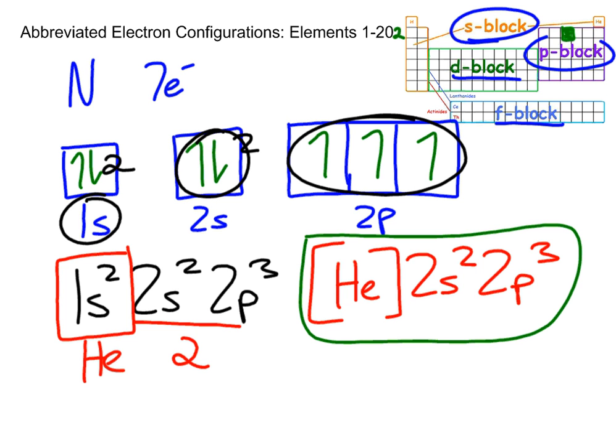Now you're thinking, well, that's not that short, because instead of writing 1s2, I wrote helium. And yeah, that's true, because when it's an element with such a small atomic number, it doesn't have that many electrons to begin with, right? But let's go ahead and take a look at another one.